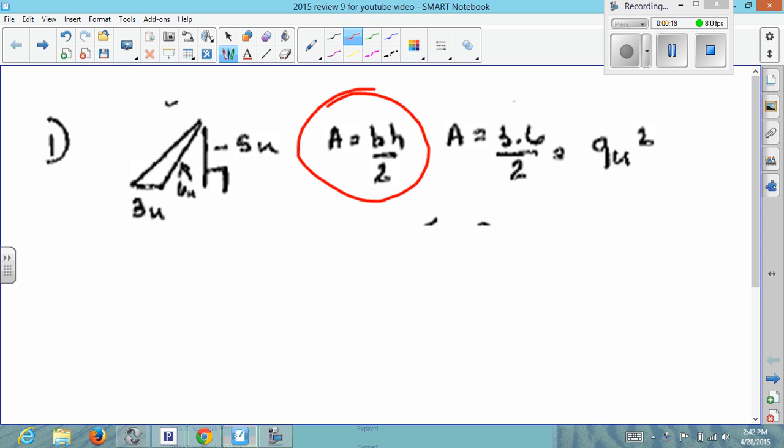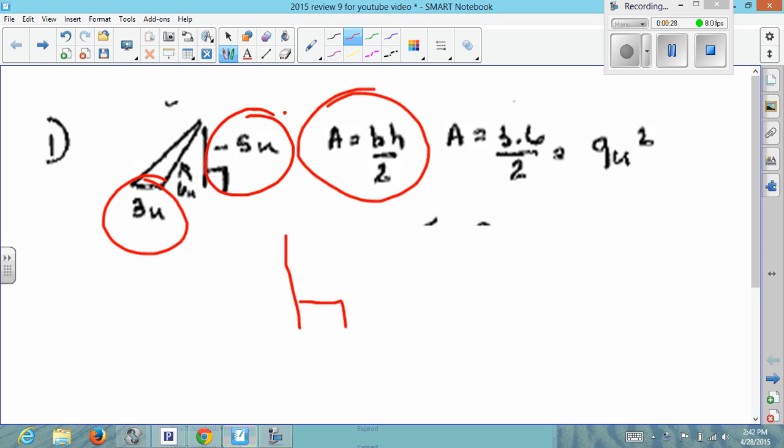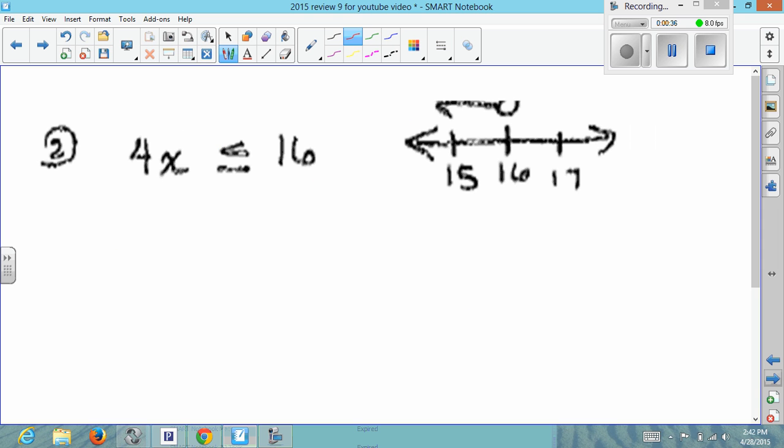However, when we look here, we need to remember that bases and heights always come together at right angles. So this is your base, this is your height. So instead of doing 3 times 6 divided by 2, we needed to do 3 times 5 divided by 2. Okay, next question.